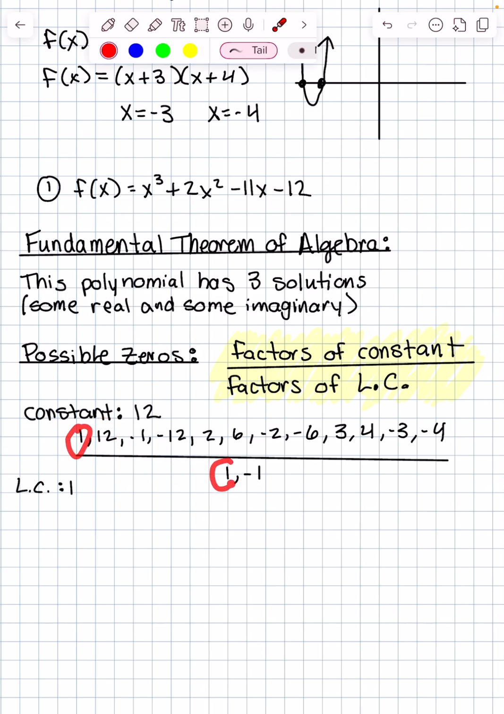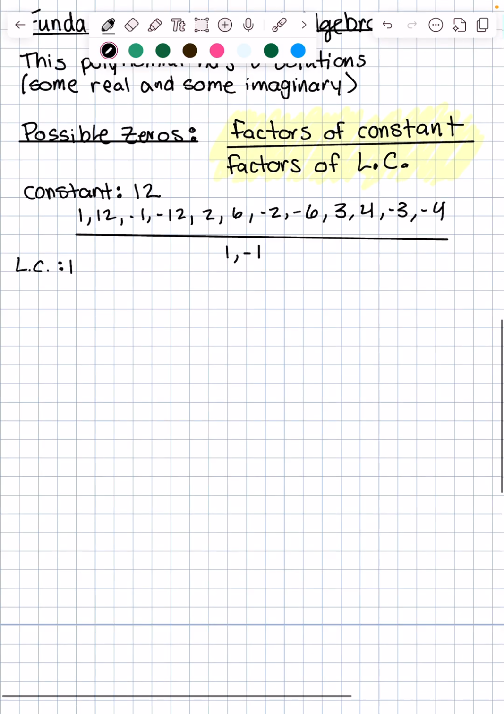So 1 divided by 1, 12 divided by 1, negative 1 divided by 1, negative 12 divided by 1, 2 divided by 1, 6 divided by 1, negative 2 divided by 1. And then we're going to do the same thing, but with negative 1. So 1 divided by negative 1, 12 divided by negative 1, negative 1 divided by negative 1, negative 12 divided by negative 1, 2 divided by negative 1, and so on. So it is kind of a pain, but you'll see that there's a lot of overlapping numbers here. Okay, so let's list out our possible zeros.